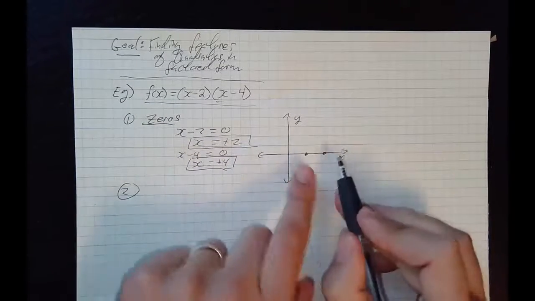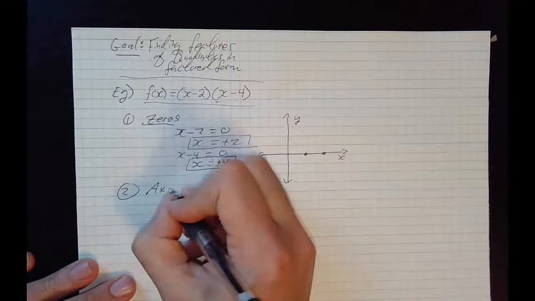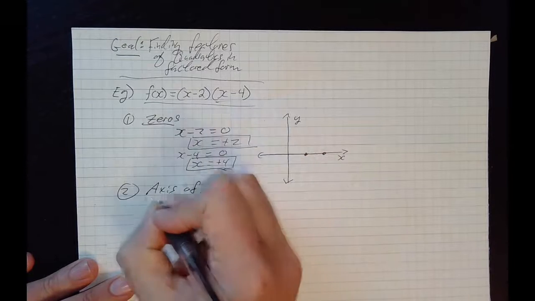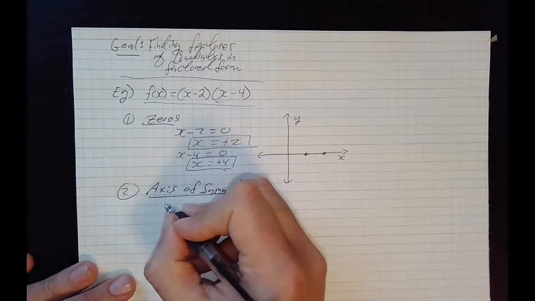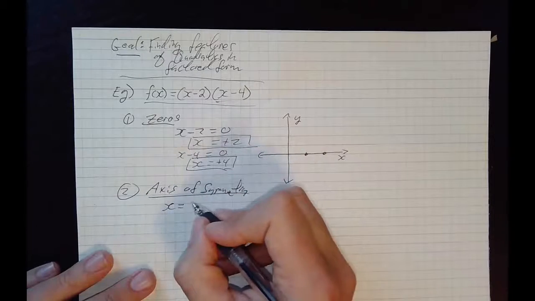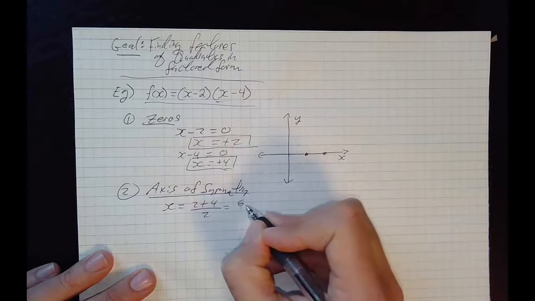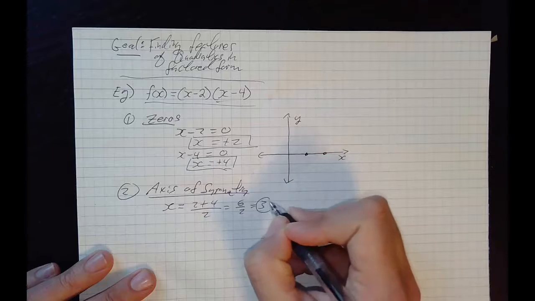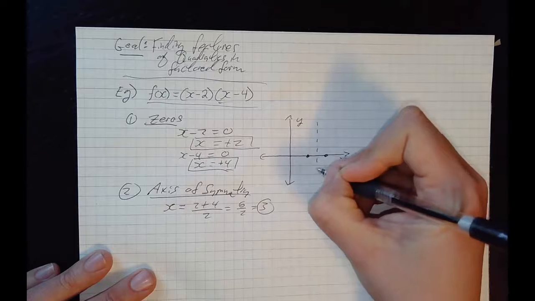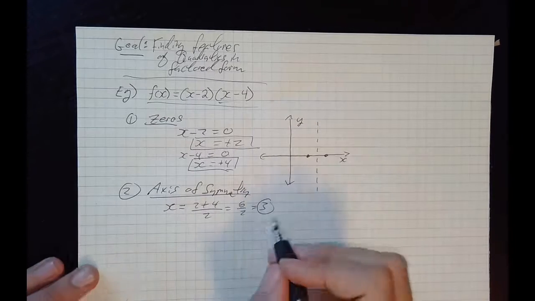Now that I have my two zeros, I want to find my axis of symmetry. So that'd be right in the middle of those two zeros. So my axis of symmetry, well, this is going to be an x value, and that's going to be the average of the two zeros. So that's going to be 2 plus 4 all over 2. That is 6 over 2, and that gives me 3. So I know that my axis of symmetry is going to be here when x is equal to 3. All right, so that's where my vertex is going to be.